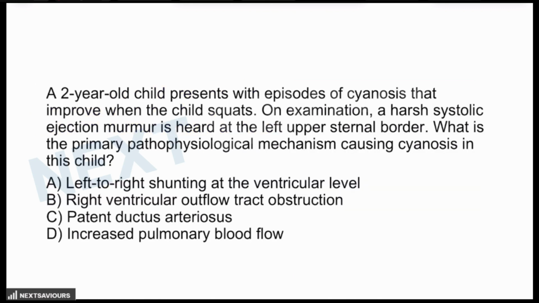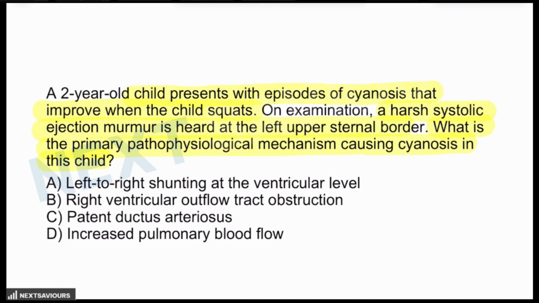A 2-year-old child presents with episodes of cyanosis that improve when the child squats. Now, you can very easily identify that it is a question related to TOF as we have taught in the beginning of the lecture. On examination, a harsh systolic ejection murmur is heard at the left upper sternal border. Now, which is the primary pathophysiological mechanism causing cyanosis in this child?